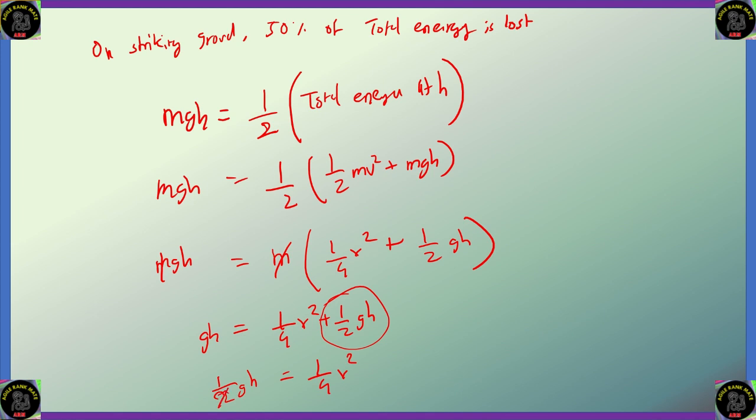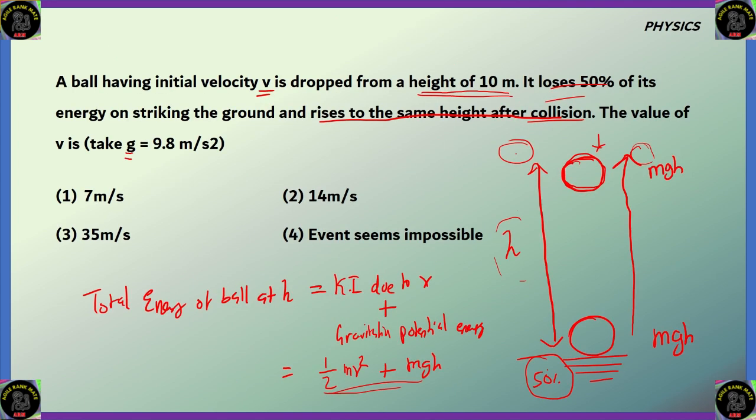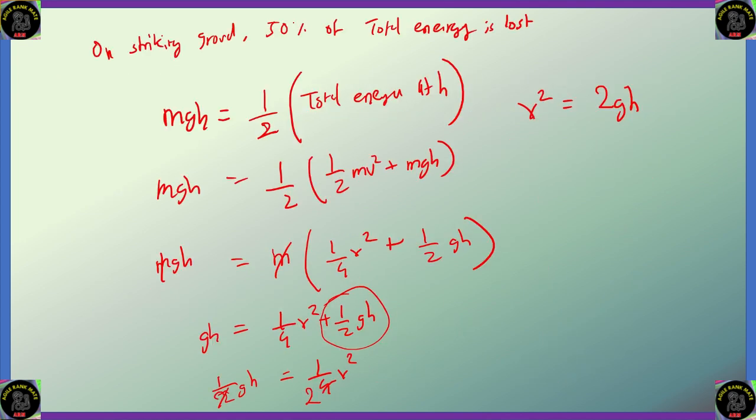From this you can cancel the denominators 2 and 4, and over here it becomes 2. And if we take half to the other side, we get v squared. That is, if we change the sides, we get v squared is equal to 2gh. So what do we have to find? We have to find the value of v. So v would be equal to the square root of 2gh.